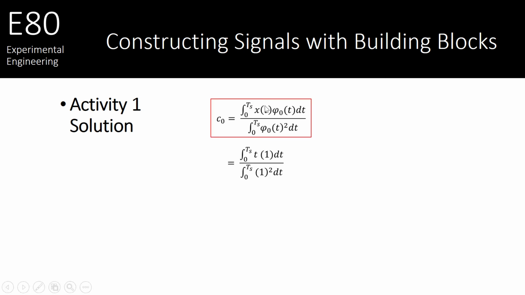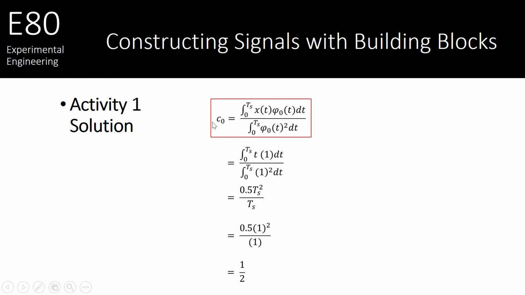The original function we're trying to approximate is t between 0 and ts. The building block function has a value of 1 between 0 and ts, and we substitute that into the bottom as well. We can integrate both the top and bottom, numerator and denominator, and get these values. 0.5 times ts squared over ts. If you recall, ts is equal to 1, so we can get a value after all this number crunching to be 1/2.